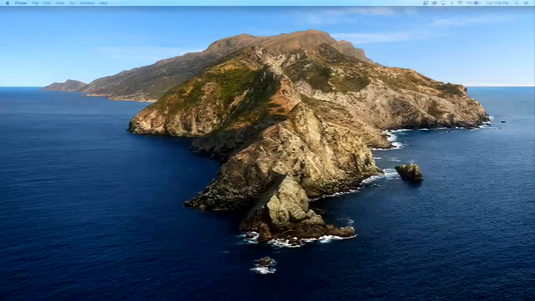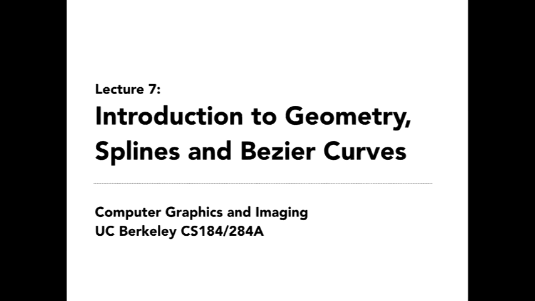Okay, let's hold that here for now. Let's switch gears and start talking about geometry. This next topic is an intro to geometry, and then we'll talk about splines, Bezier curves, and Bezier surfaces, which are basically representations for smooth curves and surfaces.